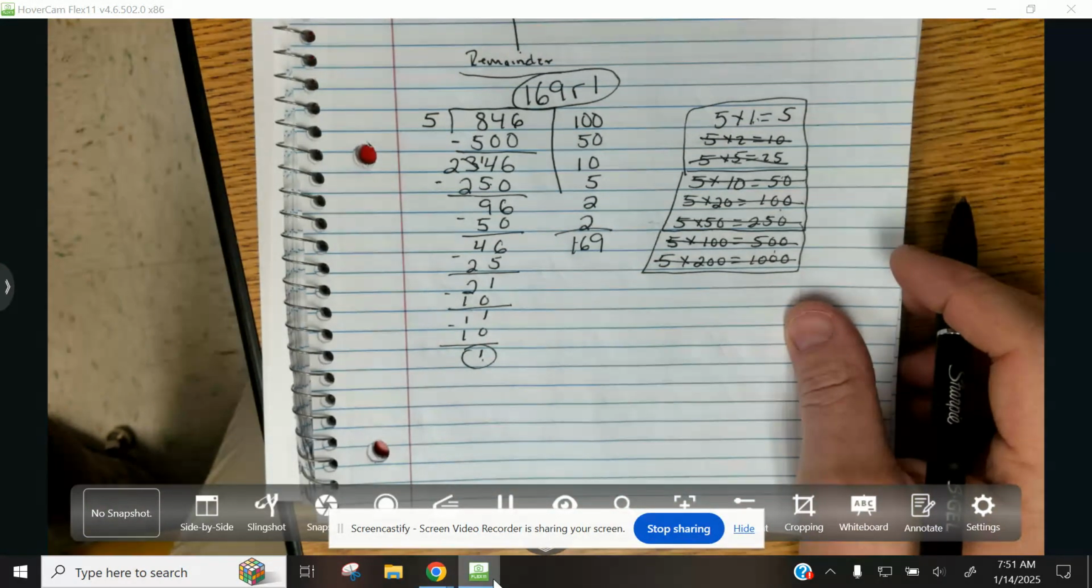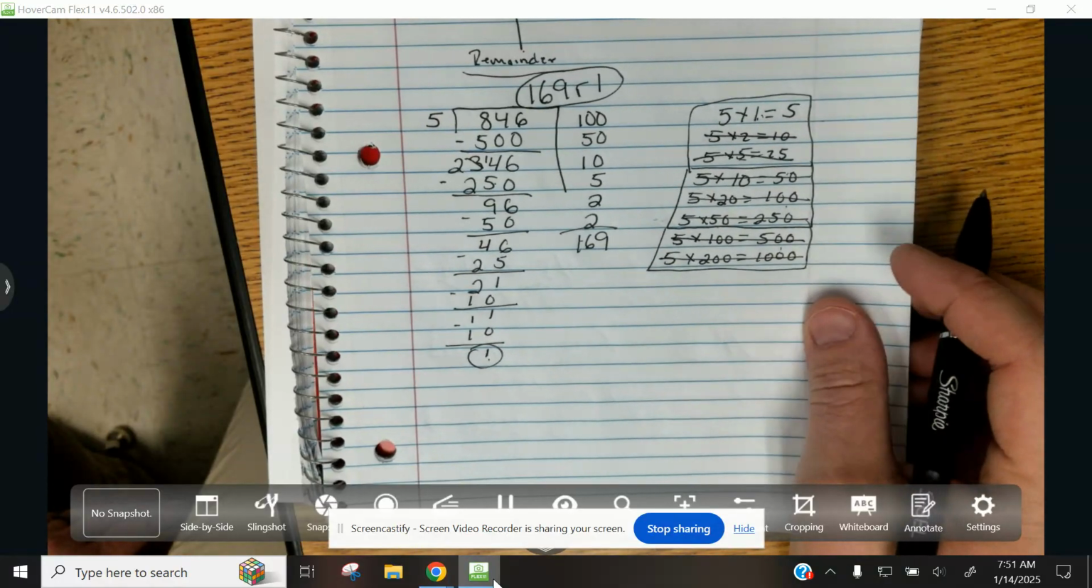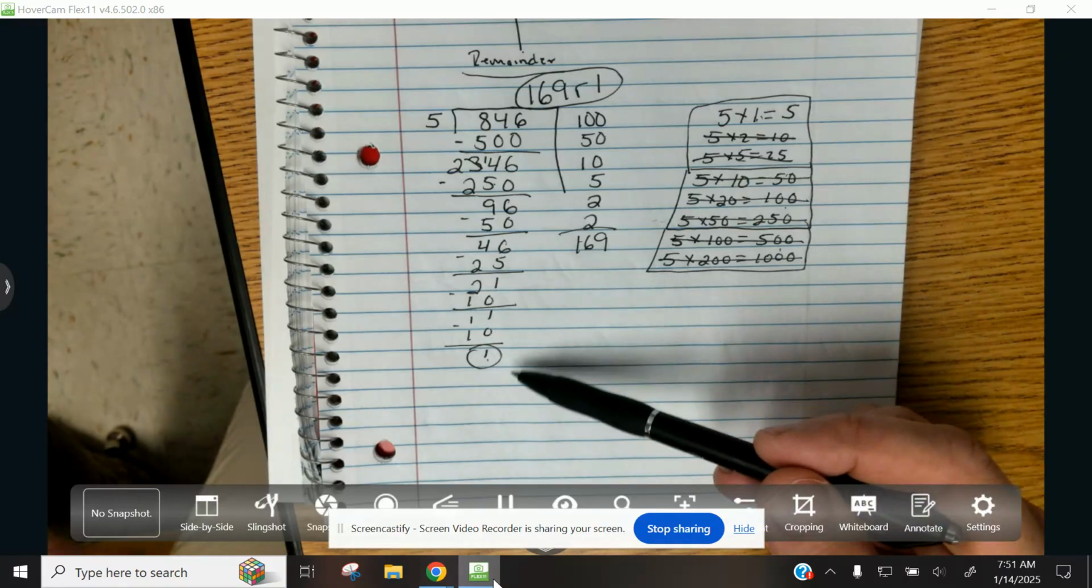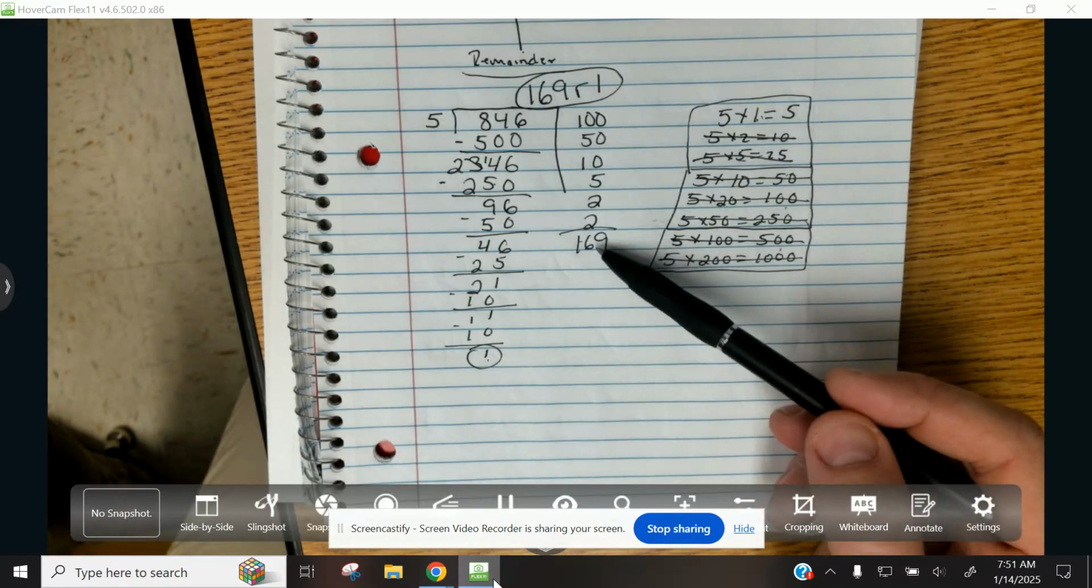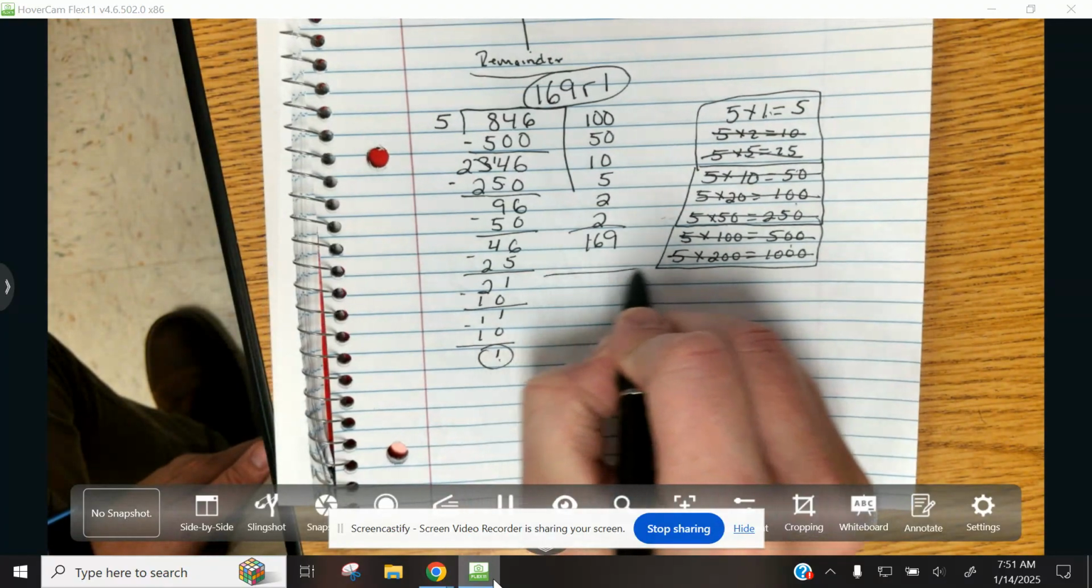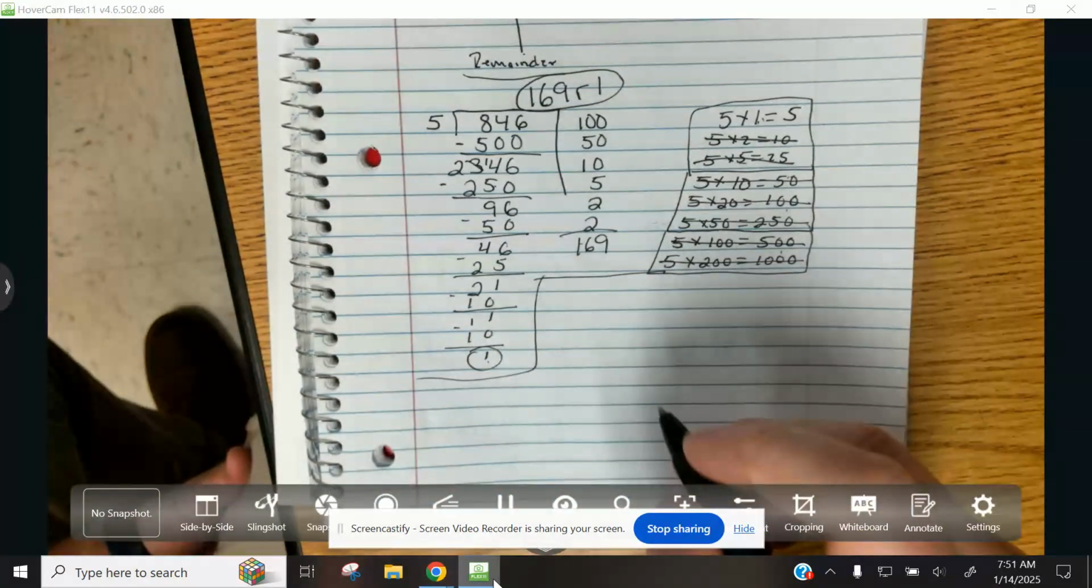Okay. So that's how you use this method. And again, it happened to be I picked a problem where it was very long. This is one of the longer problems that you would do. Let's try another one, and I'm going to save space. So I'm just going to do it right here.